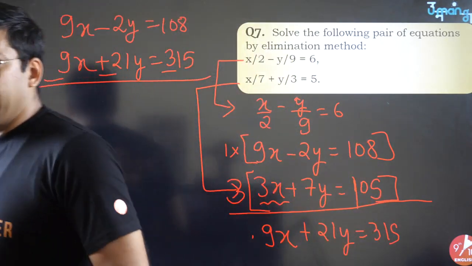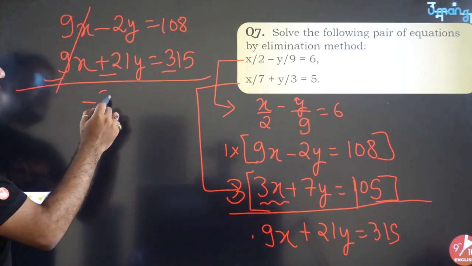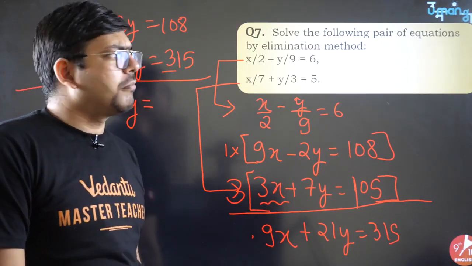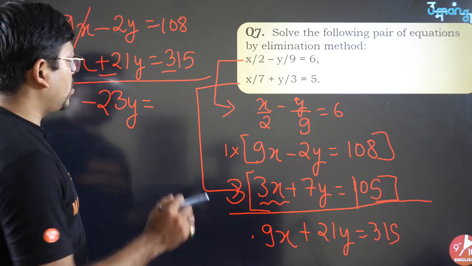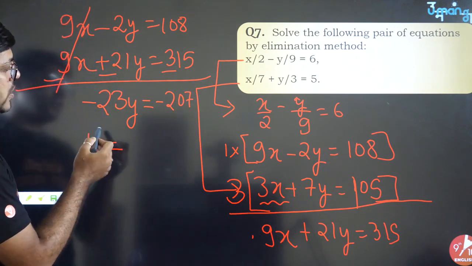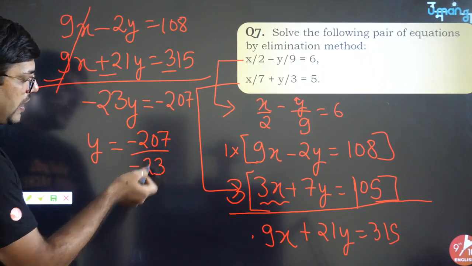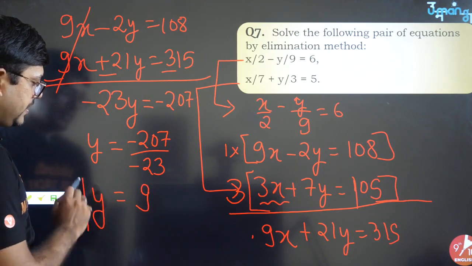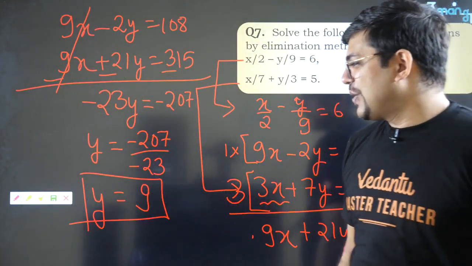Okay, if you have subtracted it, now the answer would be easy. 9x is gone, minus 2 minus 21 will be minus 23y, and that equals 108 minus 315. So 108 minus 315, I guess this is minus 207 if I am not wrong. So y equals minus 207 upon minus 23. You have to actually solve it, and if I am not wrong, you will get 9. y equals 9. That is what you should get.